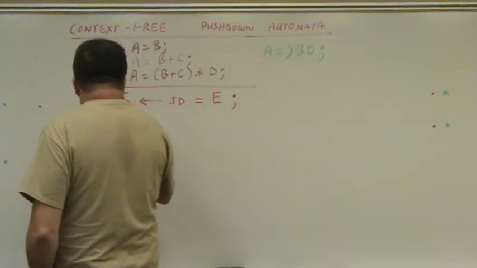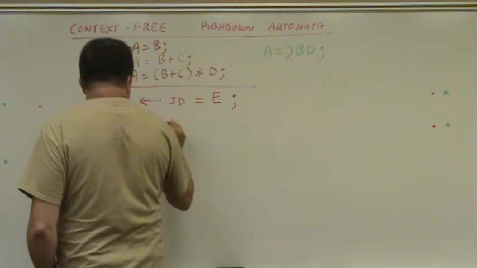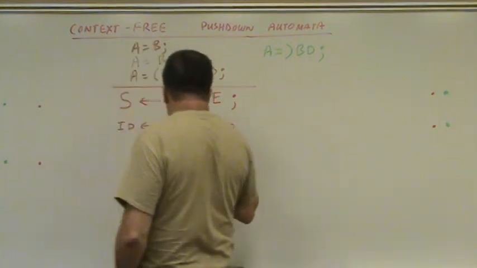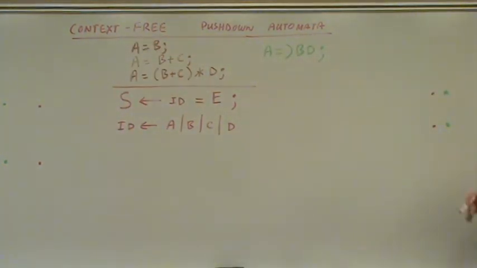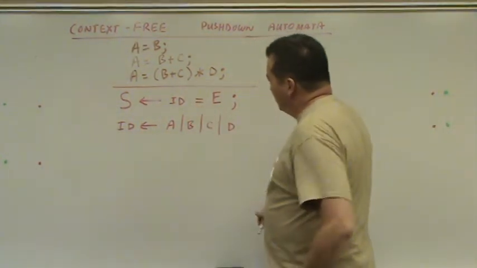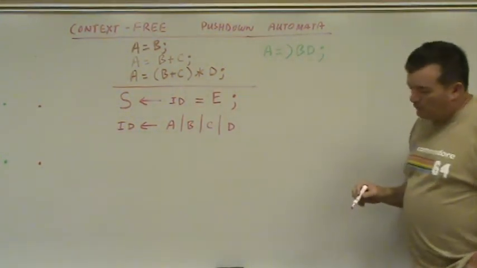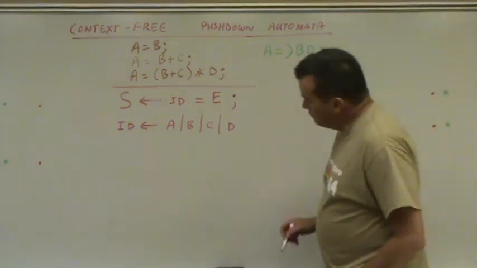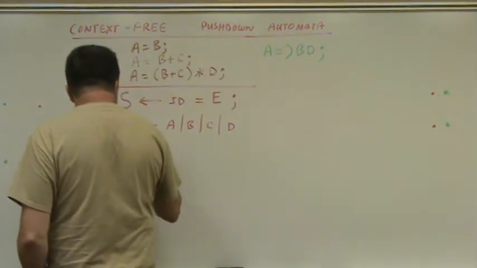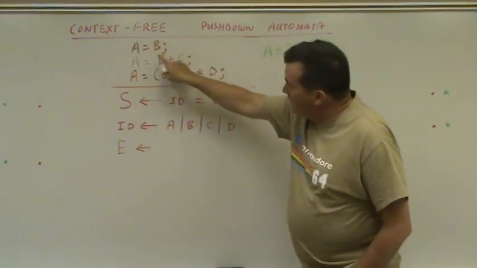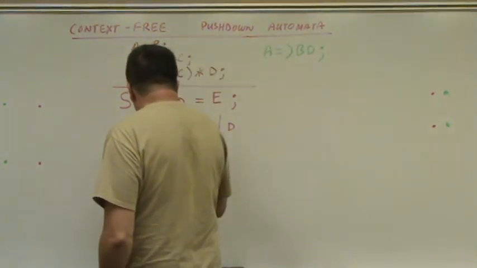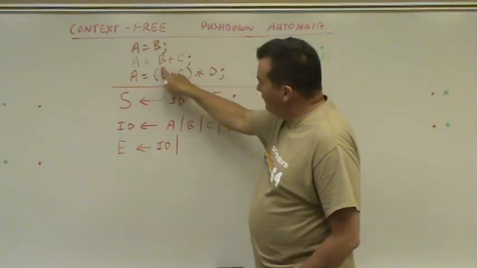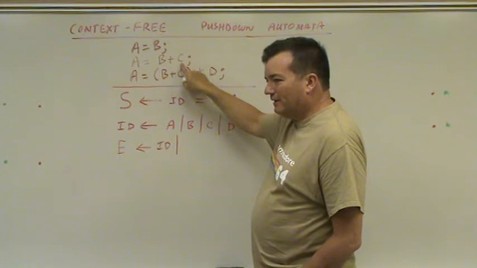All right, so we'll define our identifiers as equal to A or B or C or D. Let's say there are only 4 variables our language is allowed. Equal sign is an equal sign. It doesn't become something else. So now we have to define an expression. So an expression can be what? It can be an identifier by itself. Or it can be an identifier followed by an operator followed by an identifier.